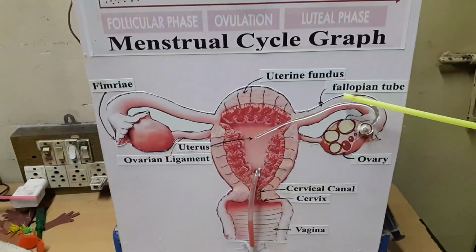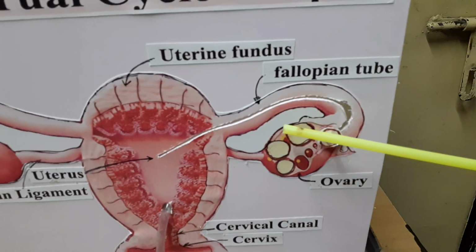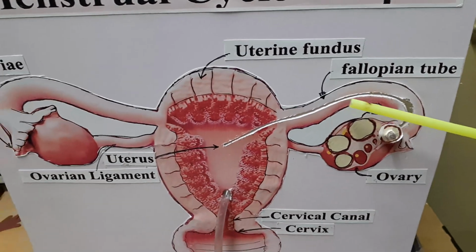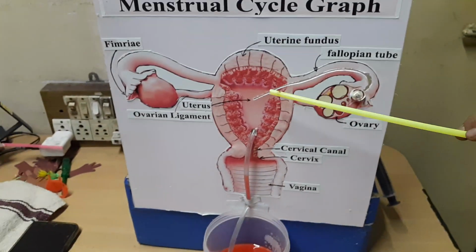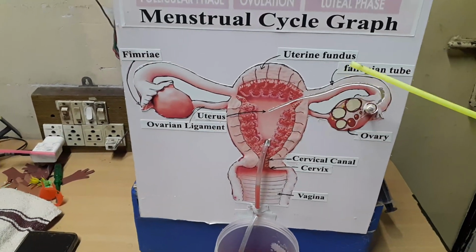After releasing the egg on the 14th day, it will get fertilized at the ampullary-isthmic junction, where it rests for another 30 hours. The fallopian tube pushes the egg into the uterus. Once the sperm enters the uterus, due to uterine contractions, it gets propelled towards the egg, where fertilization occurs.